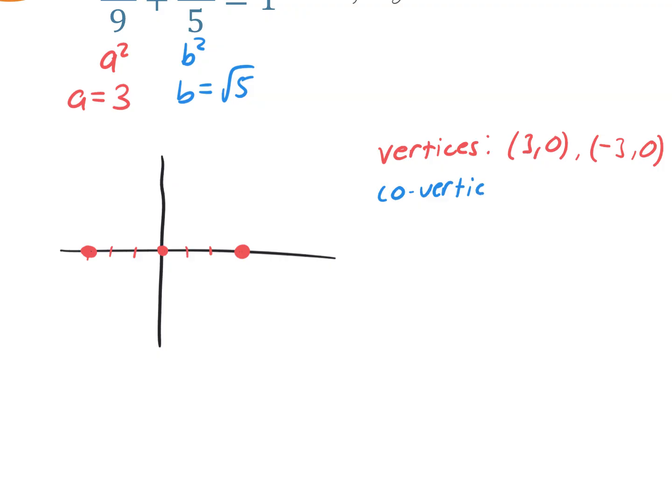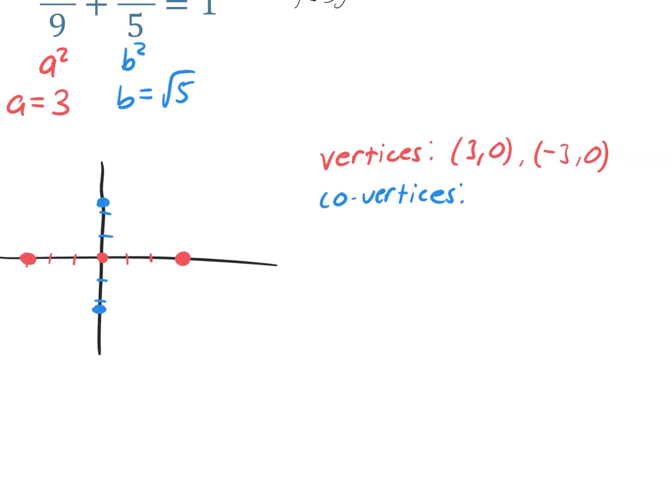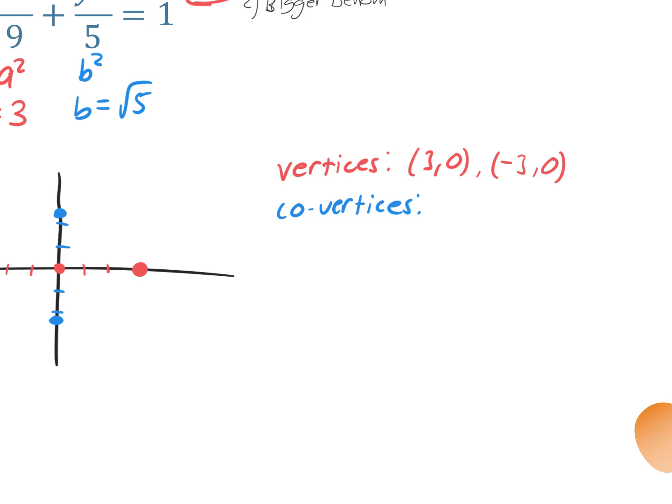All right, in blue, I'm going to write the covertices, which means I'm going to go square root of 5 units up and down. What number is that close to? 2, right? Because square root of 4 is 2. So I know it's going to be a little bit more than 2. I'm going to go 1, 2 units and a little more, and then down 1, 2 units and a little more. And then those points as ordered pairs, I would write as 0, comma, square root of 5, and 0, comma, negative square root of 5.